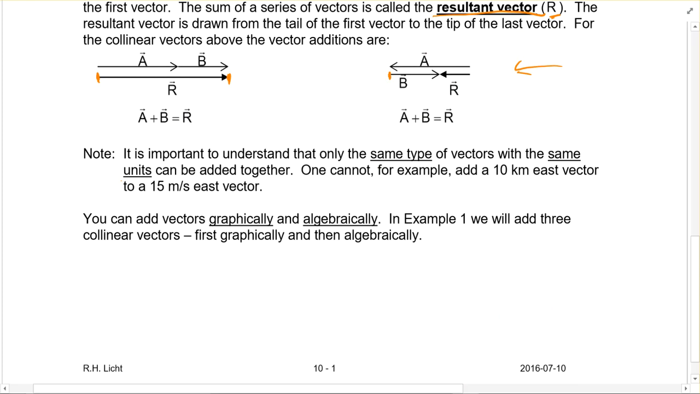Okay, yeah, just a little warning that they have to be the same type of vector to add them together, though. I can't add displacement and velocity. I can't say something's moving 10 meters per second that way and then add 5 meters the other way. It doesn't make any sense. So it has to be the same.